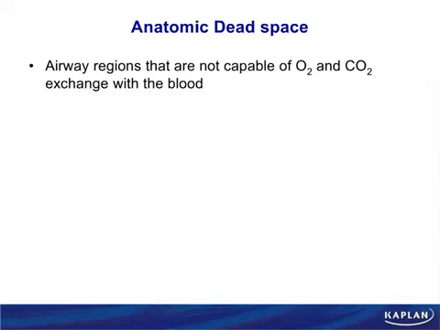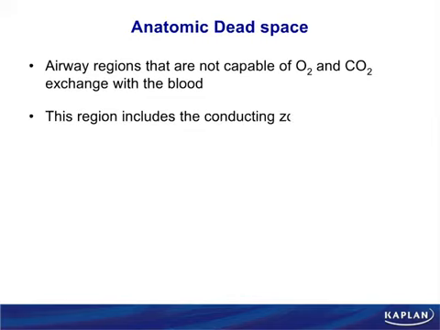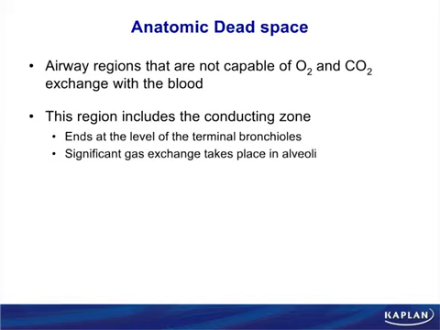One form of dead space is anatomic dead space. And as the name implies, anatomic dead space is anatomically defined. This is what we often call the conducting zone. So from terminal bronchioles all the way up to the trachea, the pharynx, the larynx, the mouth, everything. That represents anatomic dead space. The gas exchange takes place in alveoli. So the anatomic dead space will not have alveoli.